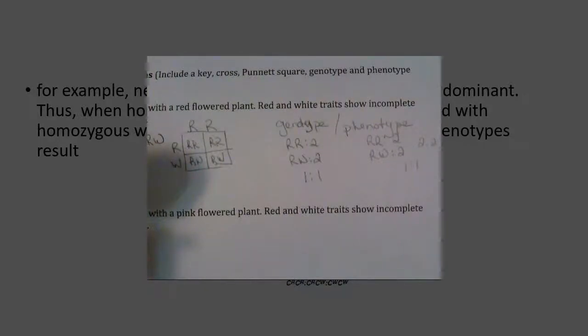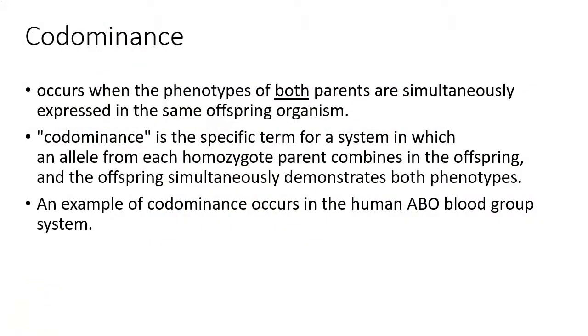I would like you to stop this video at this point and do question number 5 on your own. So the next kind of dominance we're going to talk about is codominance. This occurs when the phenotypes of both parents are simultaneously expressed in the same offspring.